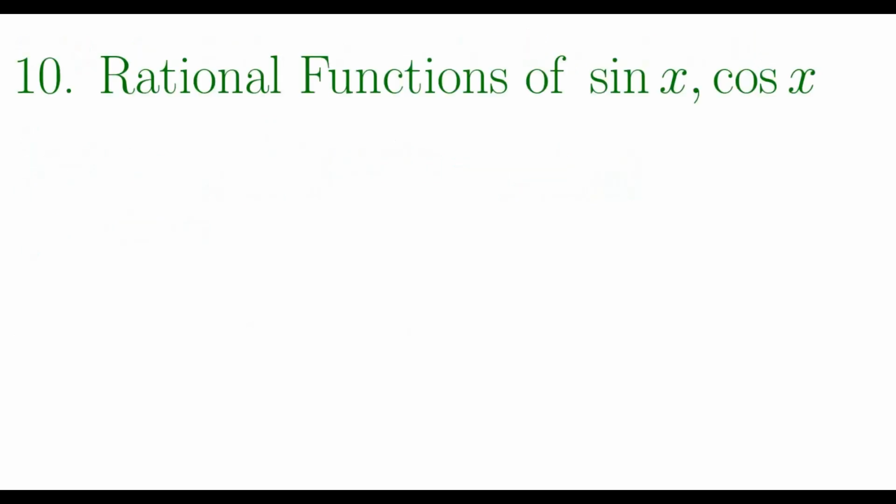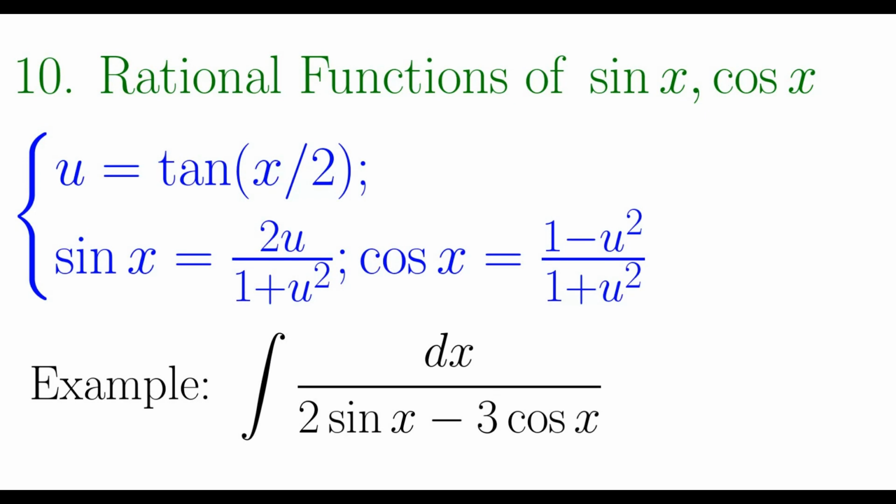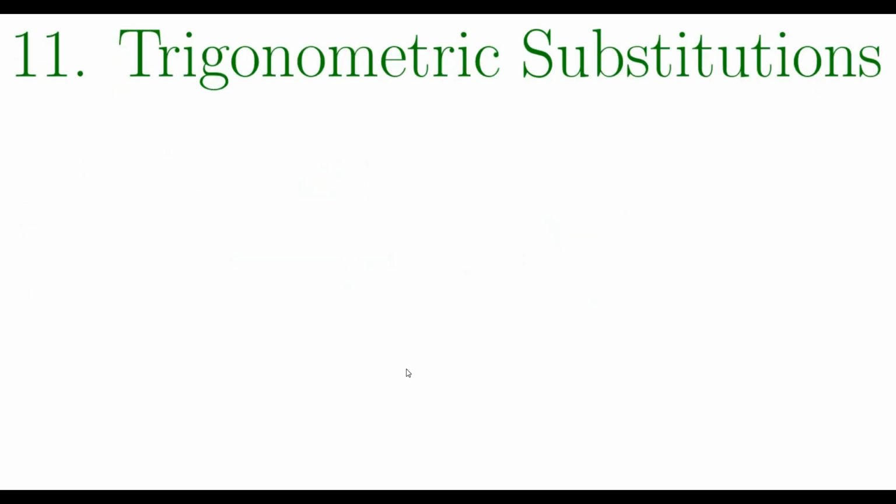If you have rational functions of sine of x and cosine of x, this becomes a little bit more tricky. So what you do is you use u equals tangent of x over 2. Sine of x becomes 2u over 1 plus u squared, and to get to that equality, you could use sine of x equals 2 sine of x over 2 cosine of x over 2, and then you can get to 2u over 1 plus u squared. And then you can substitute cosine of x by (1 minus u squared) over (1 plus u squared). And here's an example.